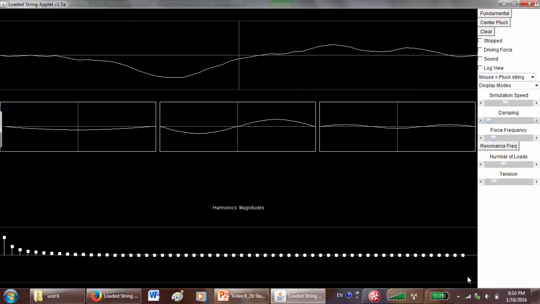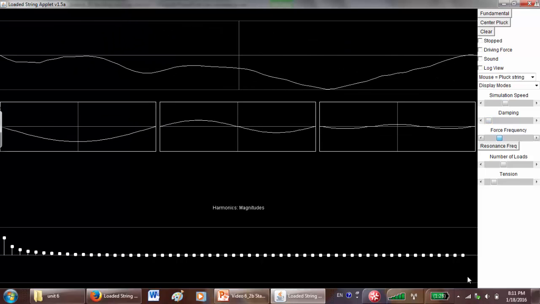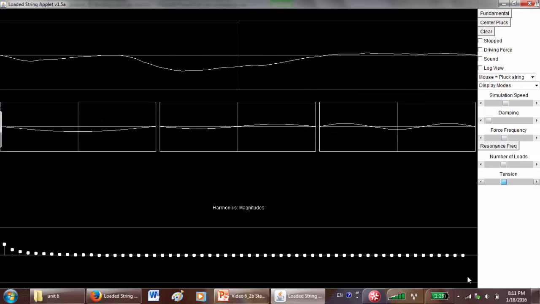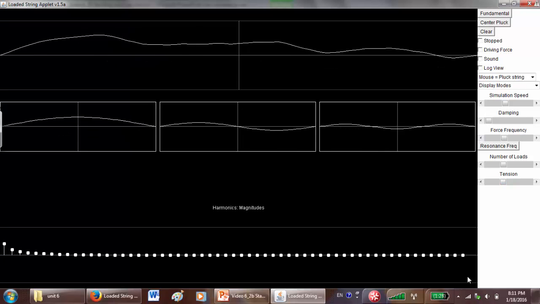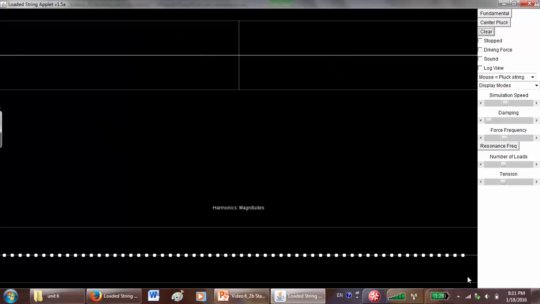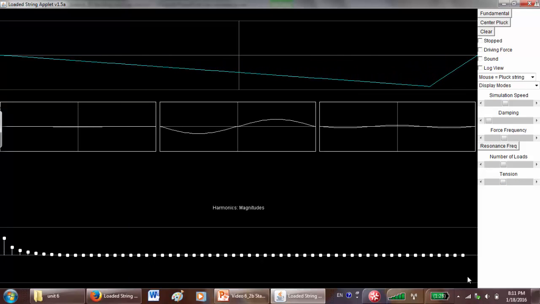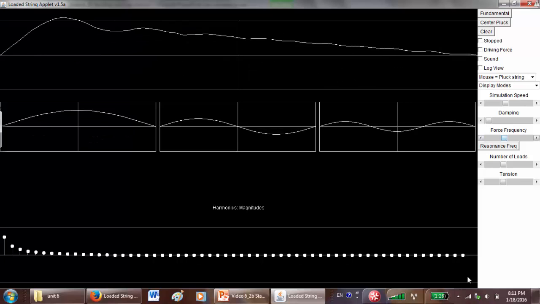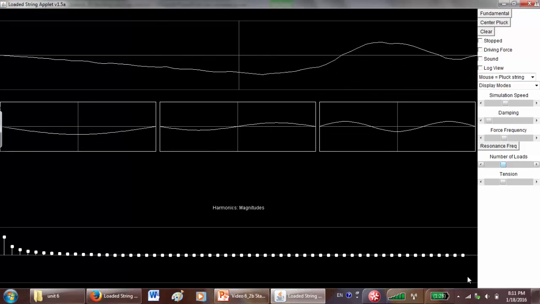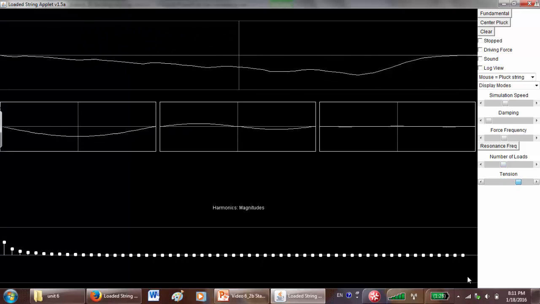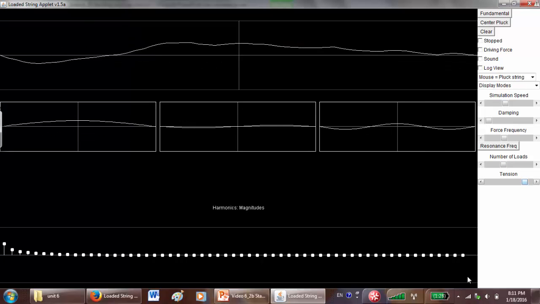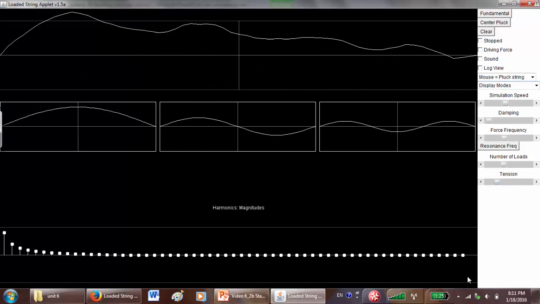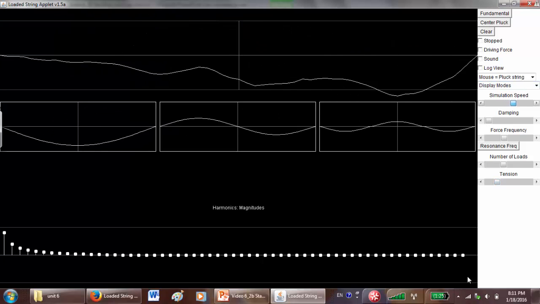Let me change the frequency a little bit, and I'm going to change the tension a bit as well, and let's start that again. Now if I change the tension, you can notice that it changes the amplitude of the waves that we have. And I can change the speed.